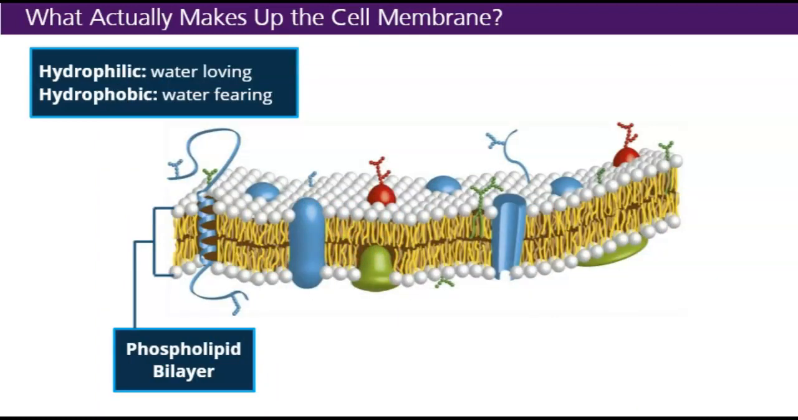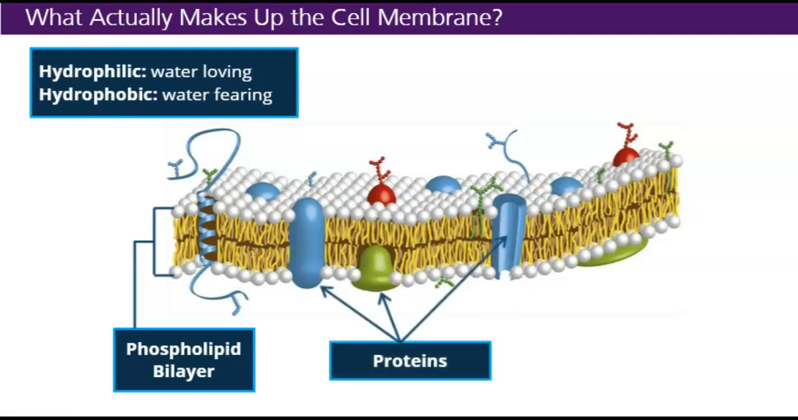Some molecules may be too large or chemically incompatible to pass between the phospholipids. Proteins, which are made of amino acids, help by serving as a gate or a tunnel. Keep in mind, though, the proteins are selective also. They won't let just anything pass through.